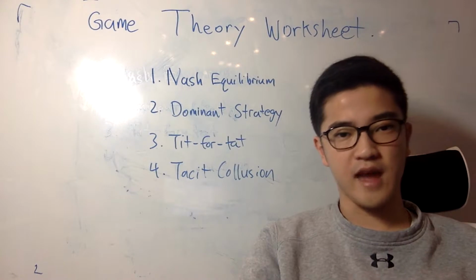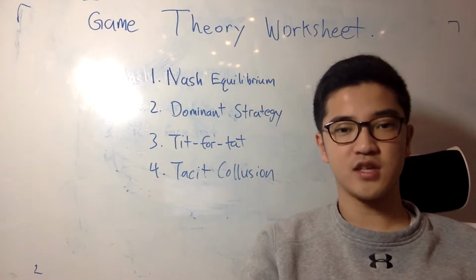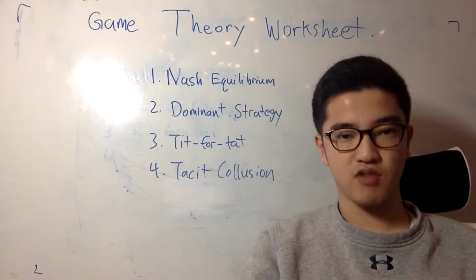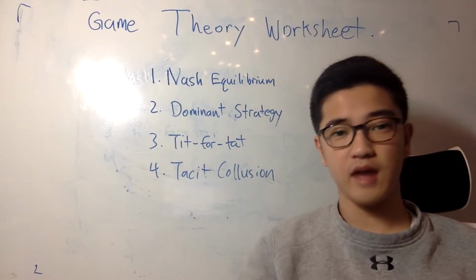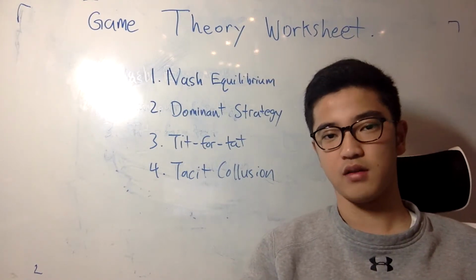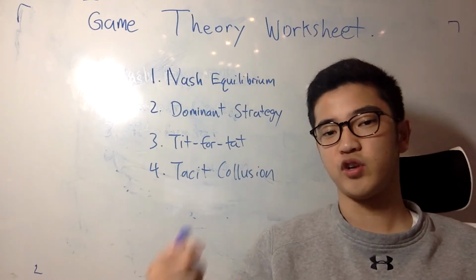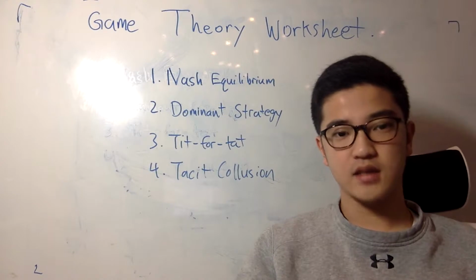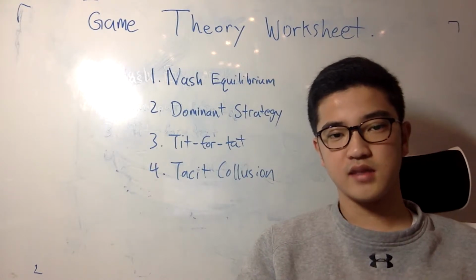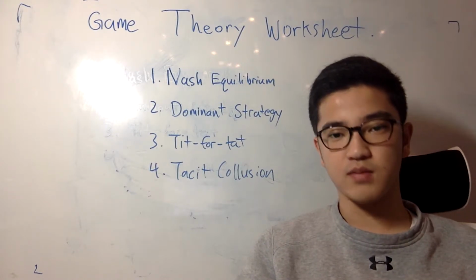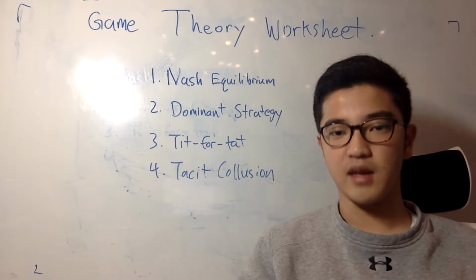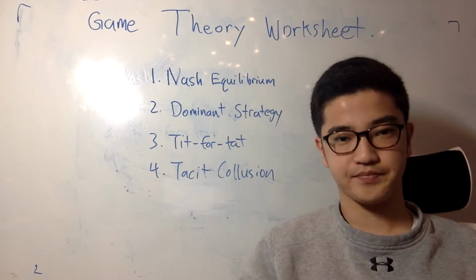Next, we have tit for tat. It's a strategy in which the player mimics her opponent's prior period action in each round. So for example, if player A decides to cheat in round 1, then player B will be more driven to cheat in round 2, and vice versa. And lastly, we have tacit collusion. This is when firms limit production and raise prices in a way that raises each other's profits, even though they have not made a formal agreement.